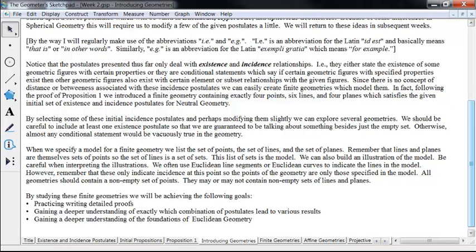We proved in Proposition 1, actually after Proposition 1, we introduced a finite geometry containing exactly 4 points, 6 lines and 4 planes, which satisfies this initial set of existence and incidence postulates. The same postulates are true in neutral geometry, but they are also true in this finite geometry we came up with, with just this minimal number of points, lines, and planes. But notice in that particular model we had nothing to say about distance or order or anything like that.